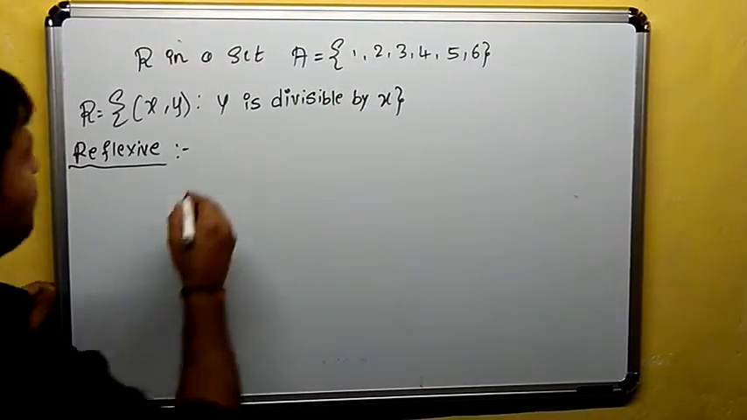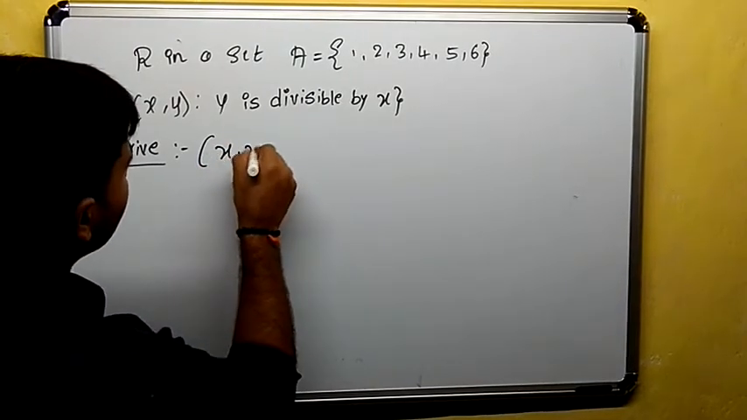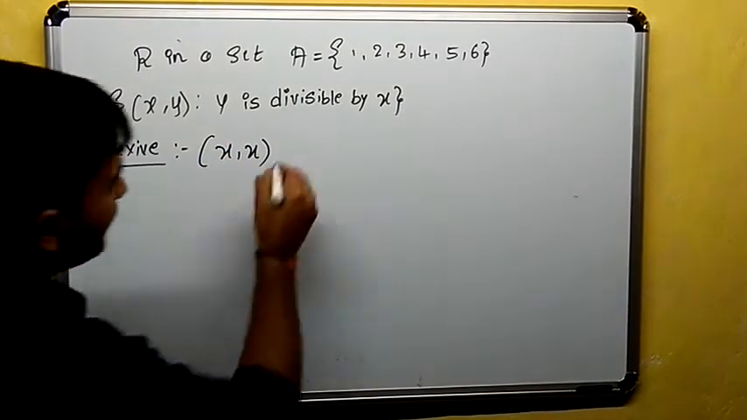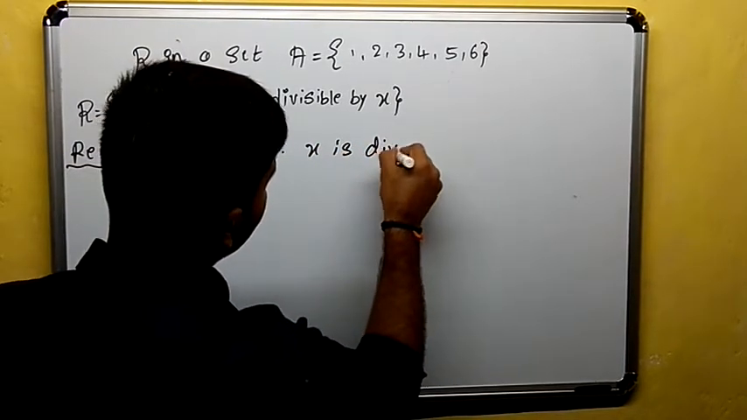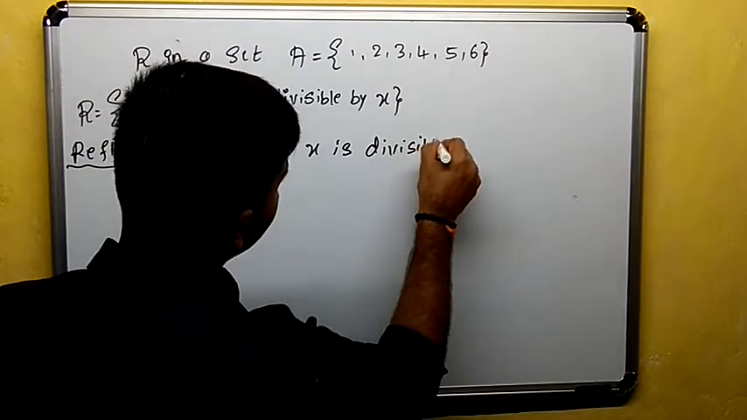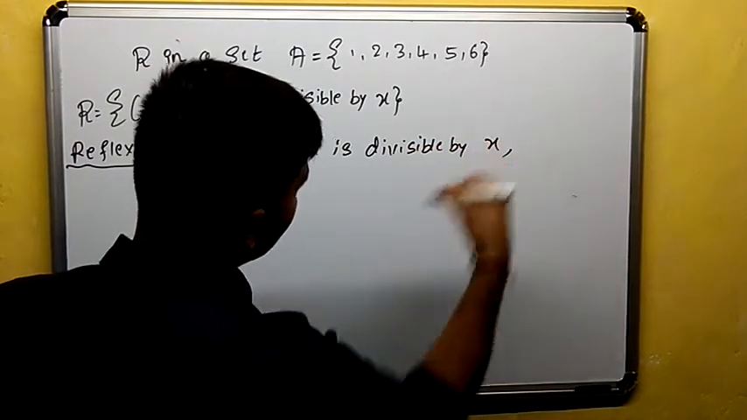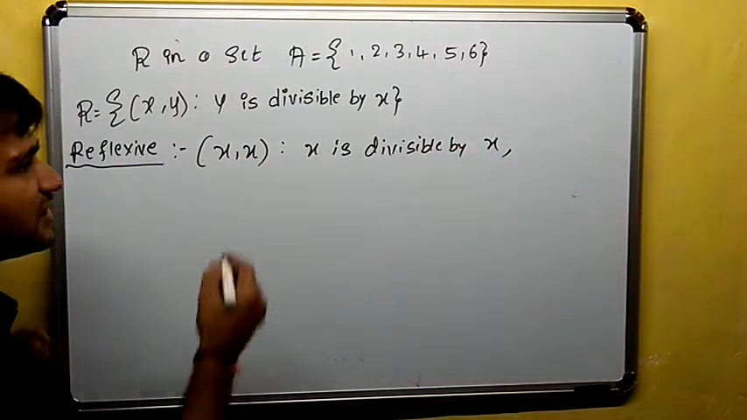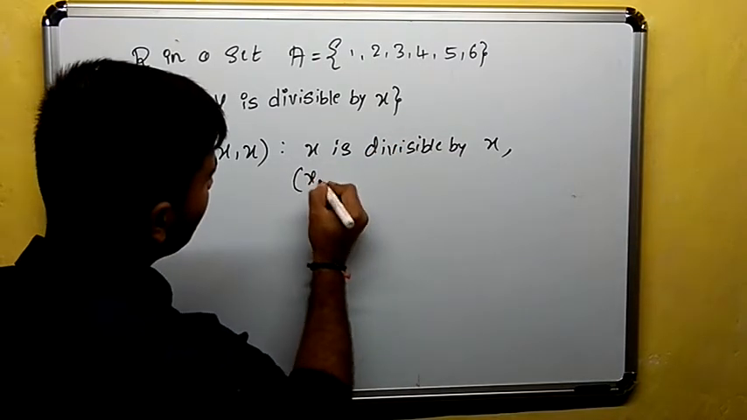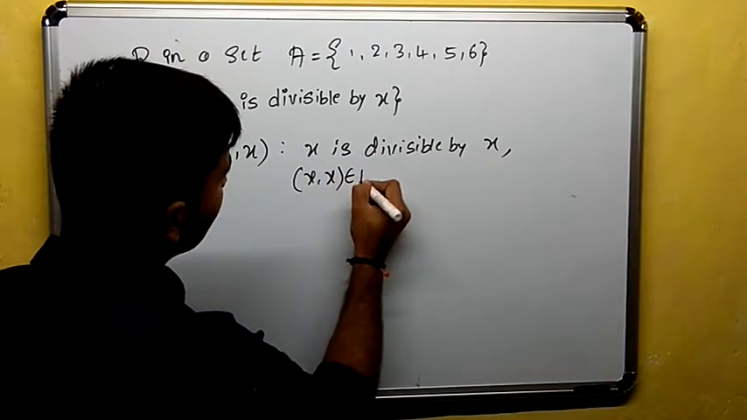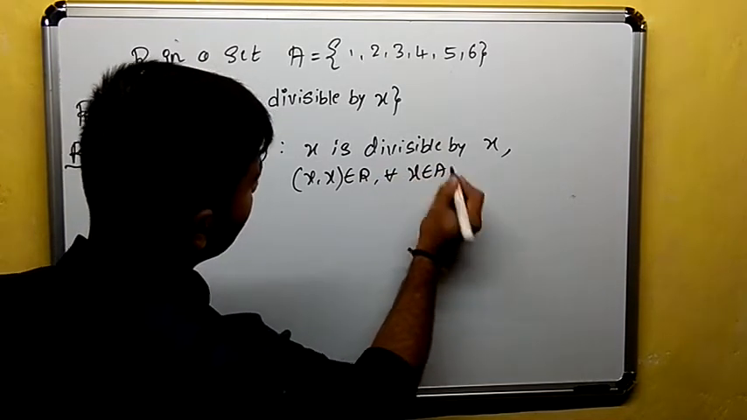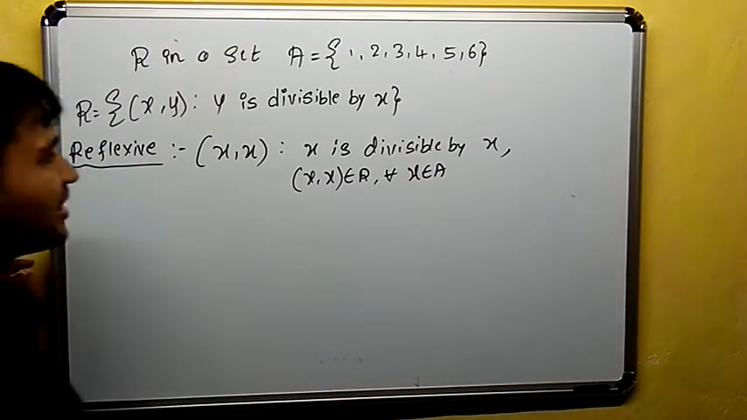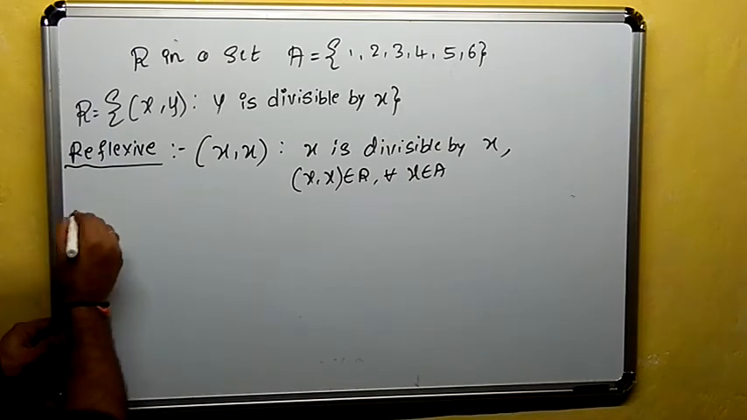So reflexive. For reflexive we need to consider (x, x). So what is (x, x)? This x is divisible by x, which is true because every number is divisible by itself. Therefore (x, x) belongs to R for all x belonging to A. Hence we can see this relation is reflexive. Next, symmetric.